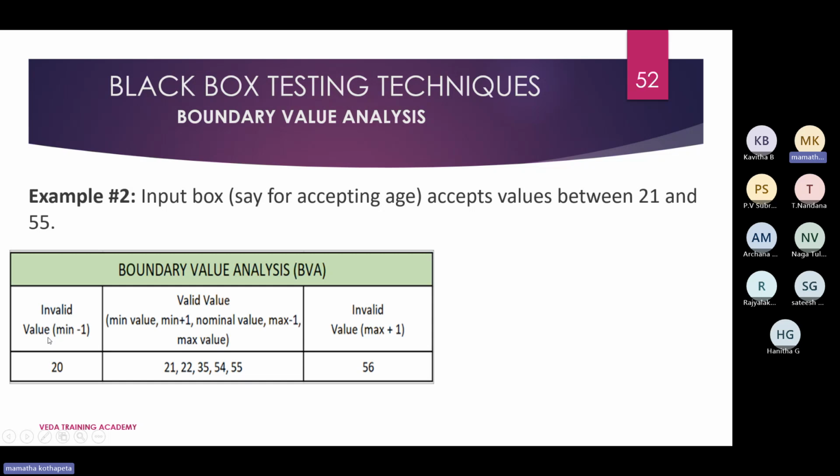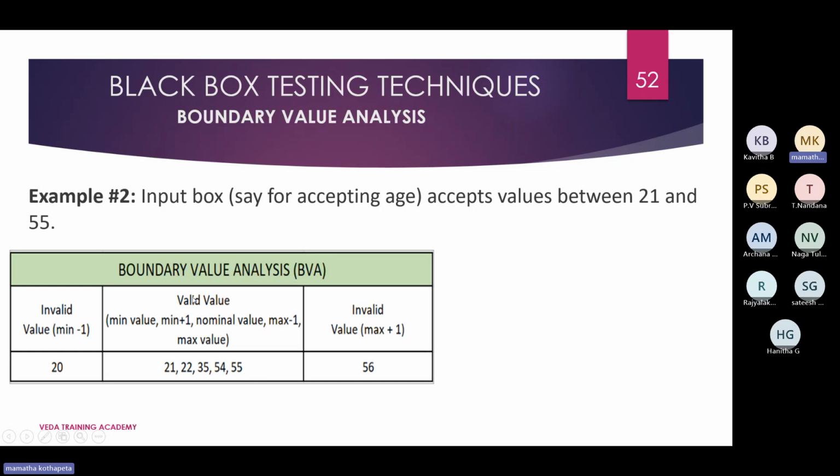Now, you prepare two columns, one valid and one invalid. So, what we have written is minimum minus 1. Now, in this case, 21 is the minimum, so my value is 20. What is the minimum value? 21. Min plus 1 is 22. So we have taken a nominal value, anywhere between 21 and 35, might be a mid value. Maximum minus 1, 55 minus 1 is 54. What is the maximum value?